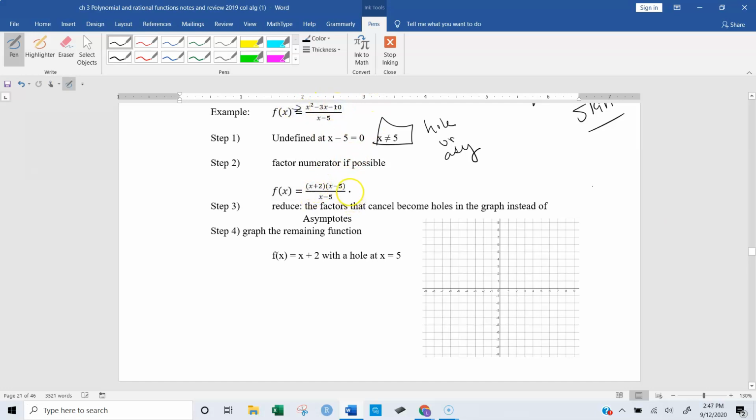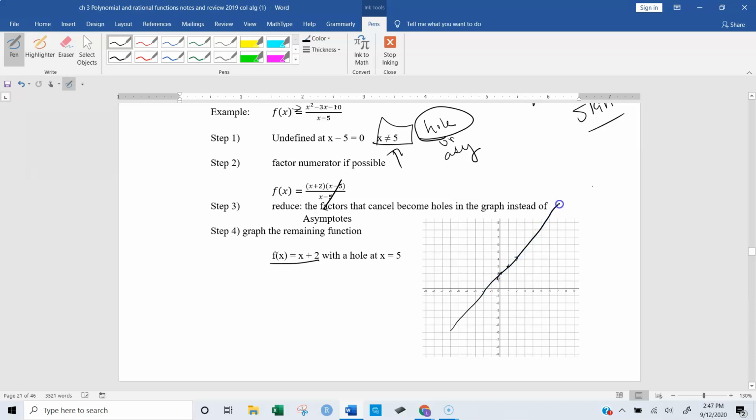The x minus 5s cancel. This now makes this a hole in the graph. It means when x is 5, it doesn't exist, but we graph the actual new function that's left. So I'm left with y equals x plus 2, or f of x equals x plus 2. I'm hoping you recognize that's a line. So you go to 2 for your y-intercept, up 1 over 1, and draw in your line.